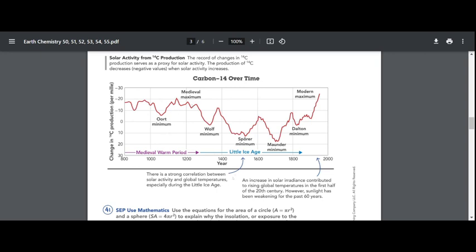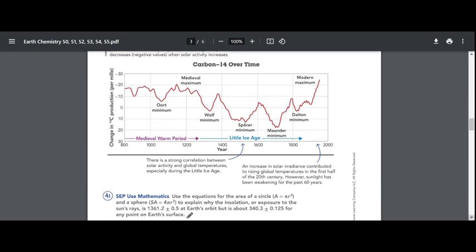So this area right here shows that there is a strong correlation between solar activity and global temperatures, especially during the Little Ice Age. And over here, it shows that an increase in solar irradiance contributed to rising global temperatures in the first half of the 20th century. However, sunlight has been weakening for the past 60 years.